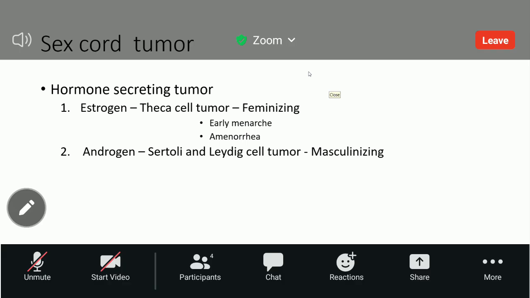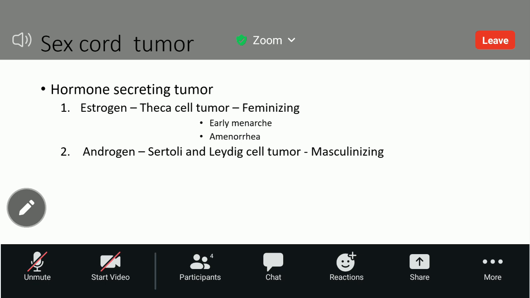No, madam. The next one is a sex cord tumor. Sex cord tumor means sex hormone secreting tumor. So in girls, sex hormones can be divided into estrogen. There are several. The common one is estrogen, and also there can be androgen secreting tumor. Androgen is usually seen at high level in males. So if there is an androgen secreting tumor, there will be features of masculinization.